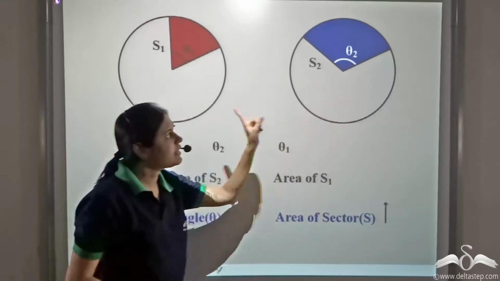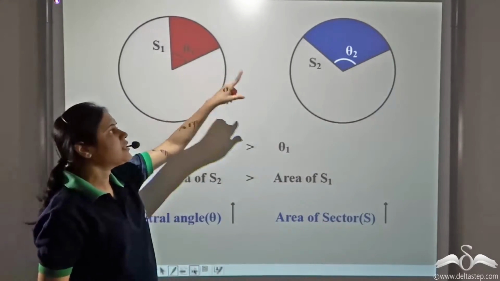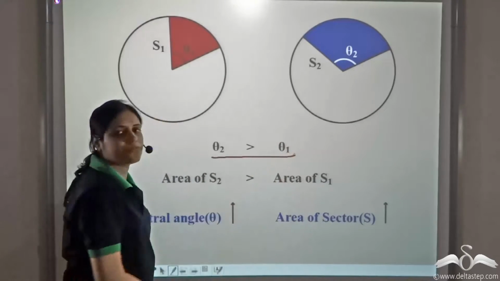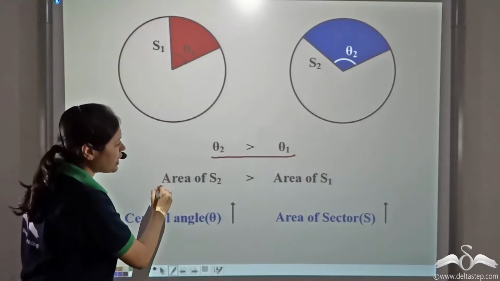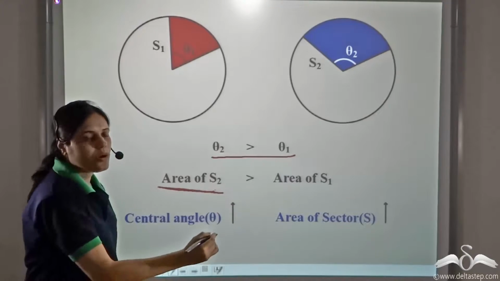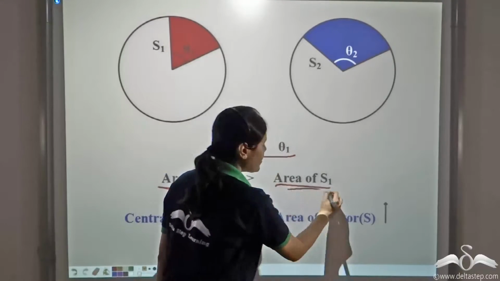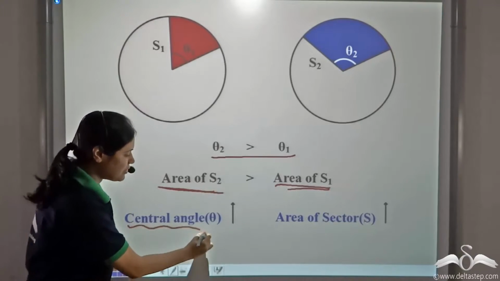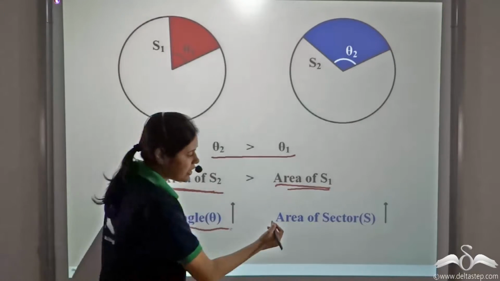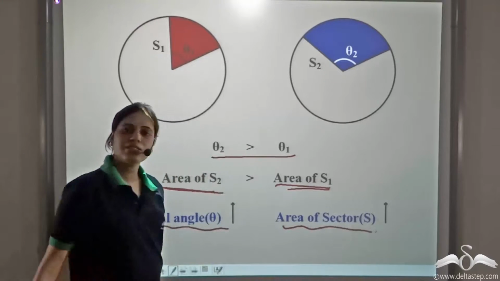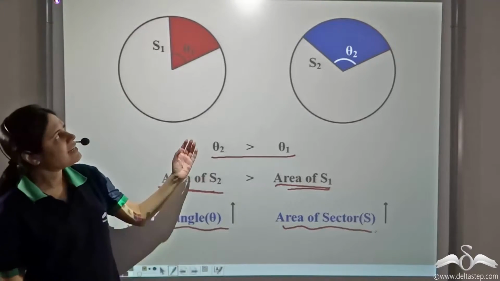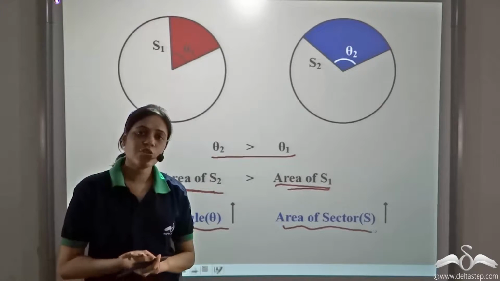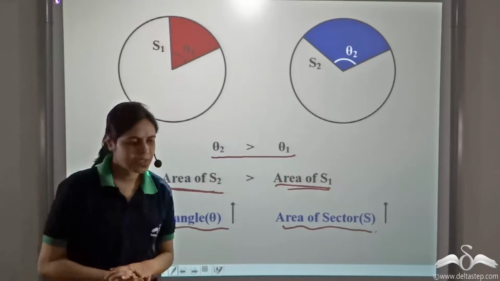we can clearly observe that theta 2 is greater than theta 1. Also, the area of sector 2 is greater than the area of sector 1. So we can see that as the central angle increases, the area of the sector also increases. And even the gardener observed this. He also observed a few other things.